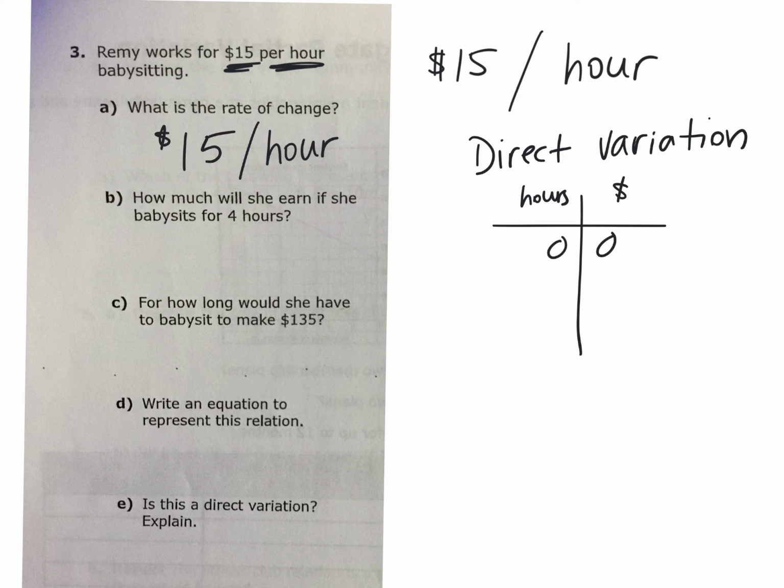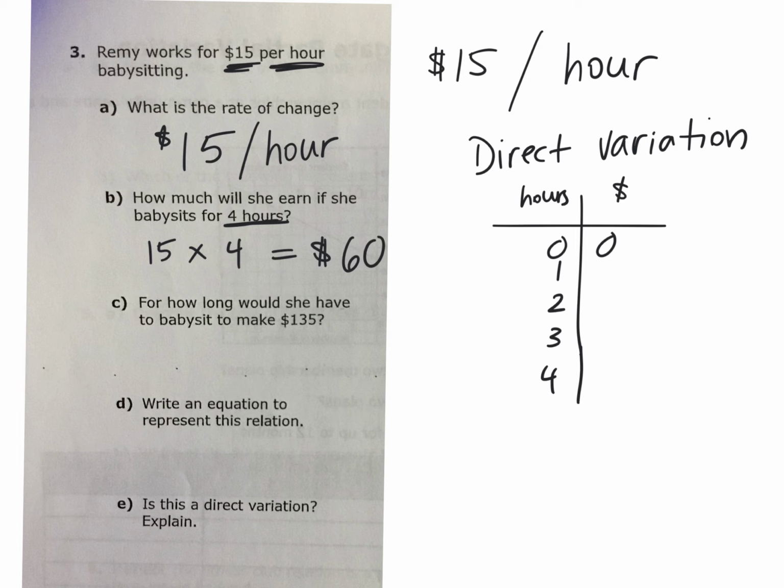How much will she earn if she babysits for 4 hours? Well, she's getting $15 for 1 hour. 15 times 4. 15 times 4 equals $60.